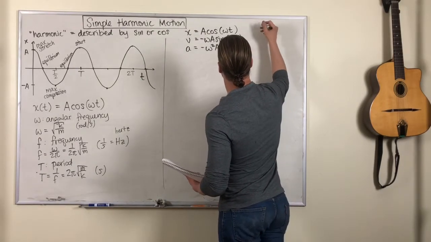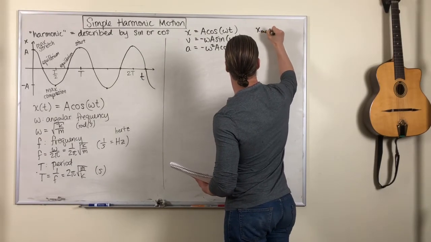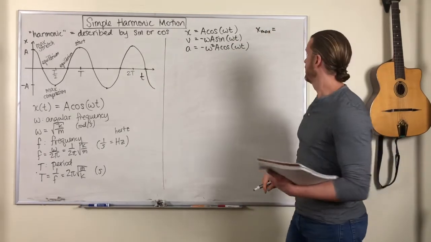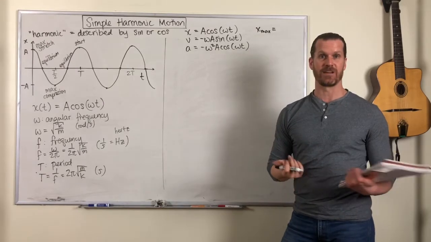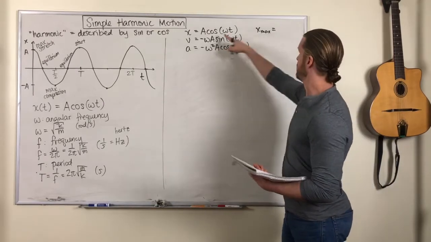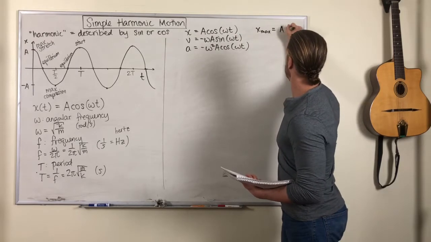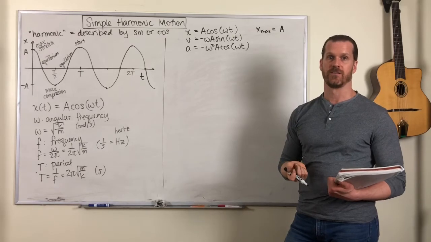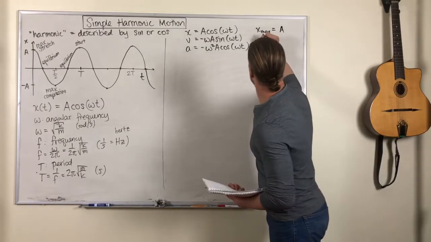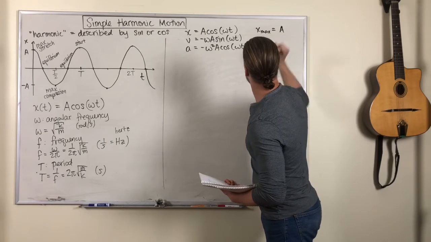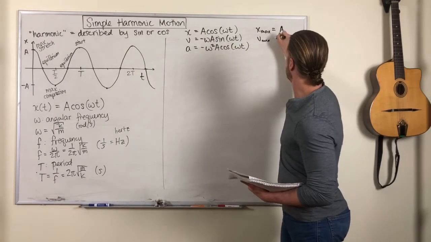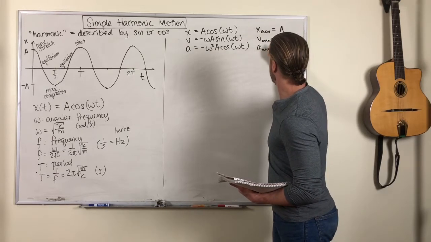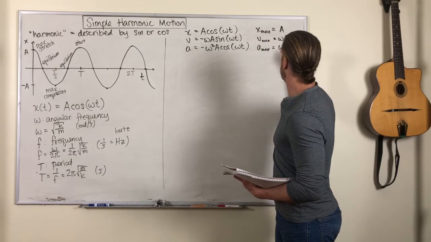And if you look at these, notice that you can easily read off the maximum value. So the maximum position that this spring can have is the maximum value of this function, which is A, because cosine has a maximum value of 1. The maximum value that v can have is omega times A. And the maximum value that the acceleration can have is omega squared times A.